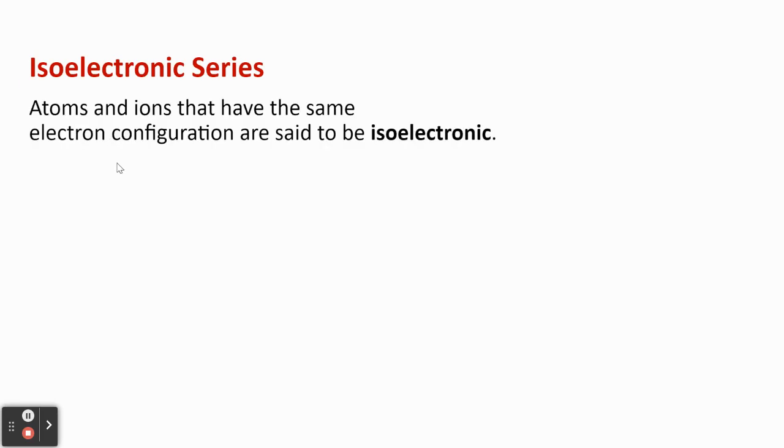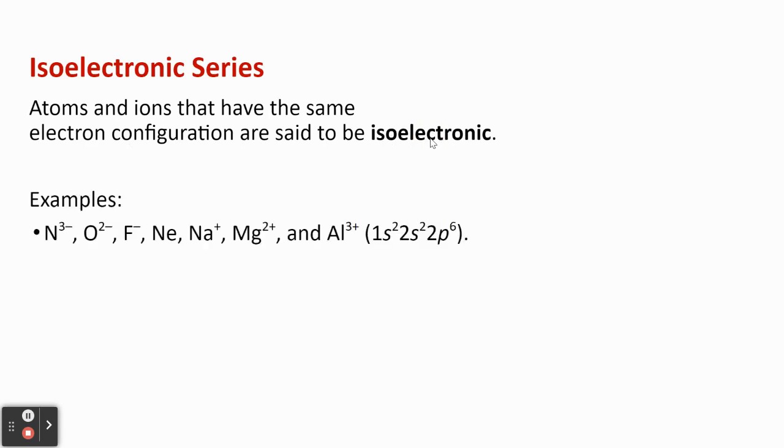Now we have this term isoelectronic. The prefix iso means the same. So when we deal with an isoelectronic series, they are atoms and ions that have the same electron configuration. It literally means same number of electrons. As an example, if we have a nitride ion with a -3 charge, an oxide ion with a -2 charge, a fluoride ion with a -1 charge, and then neon, a sodium atom, a magnesium atom, and an aluminum atom, they all have 10 electrons. So they're all considered to be isoelectronic.